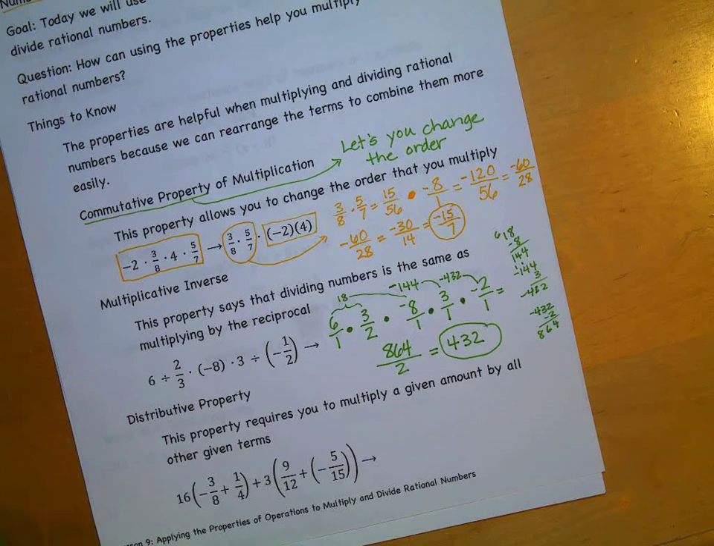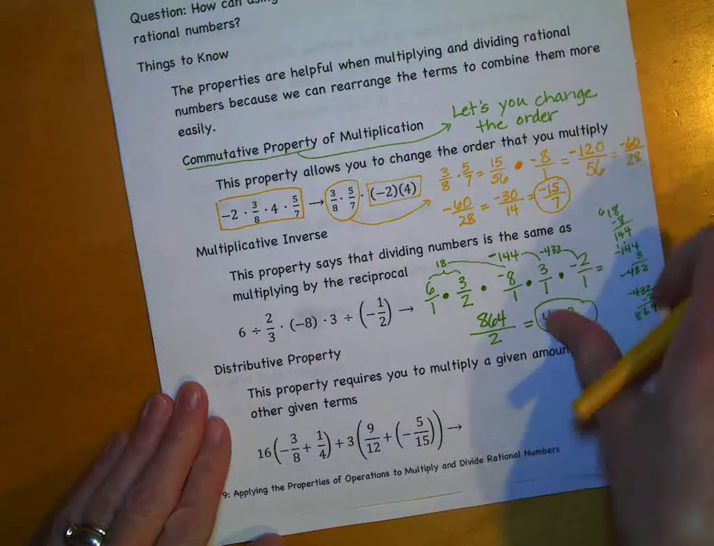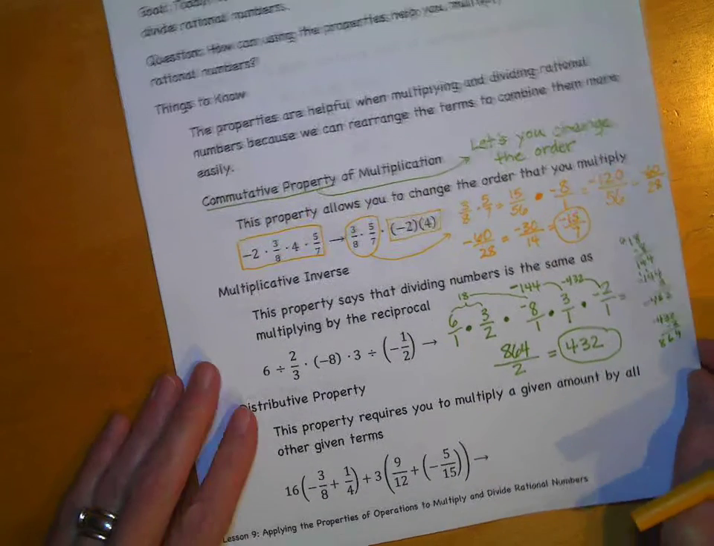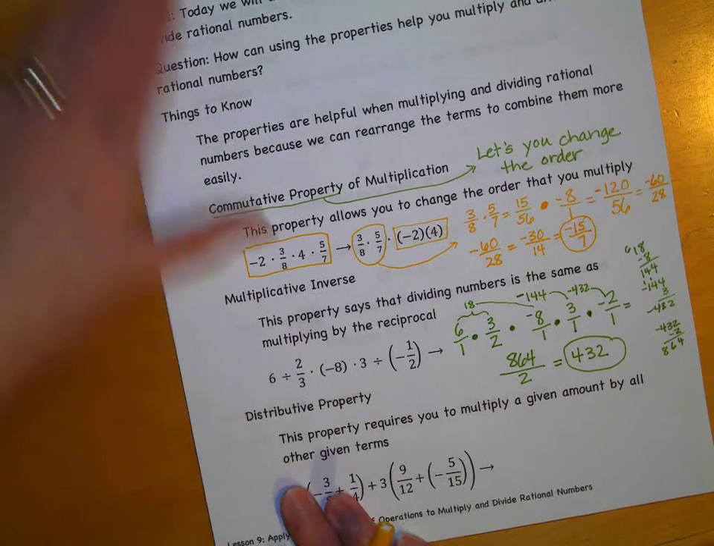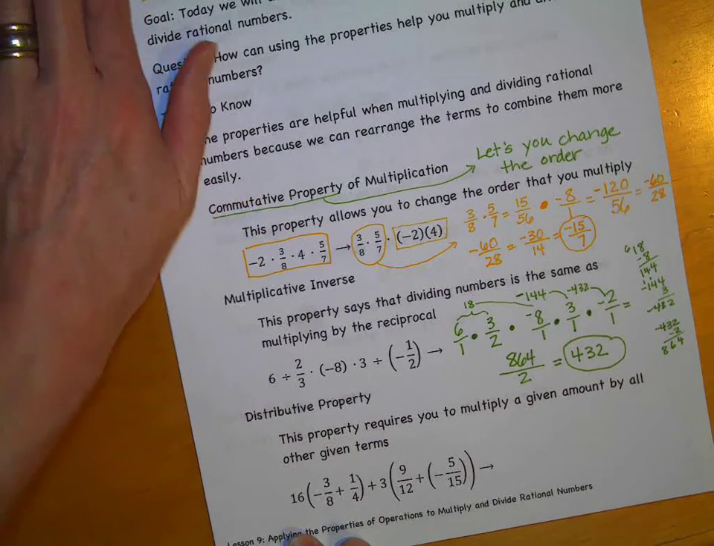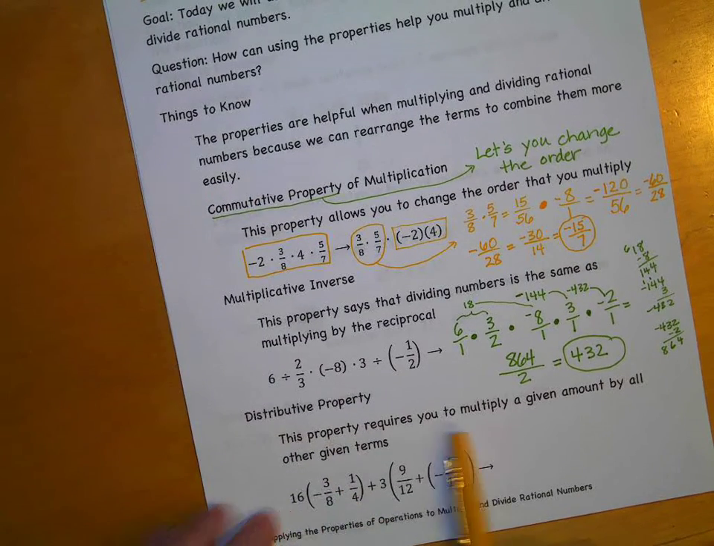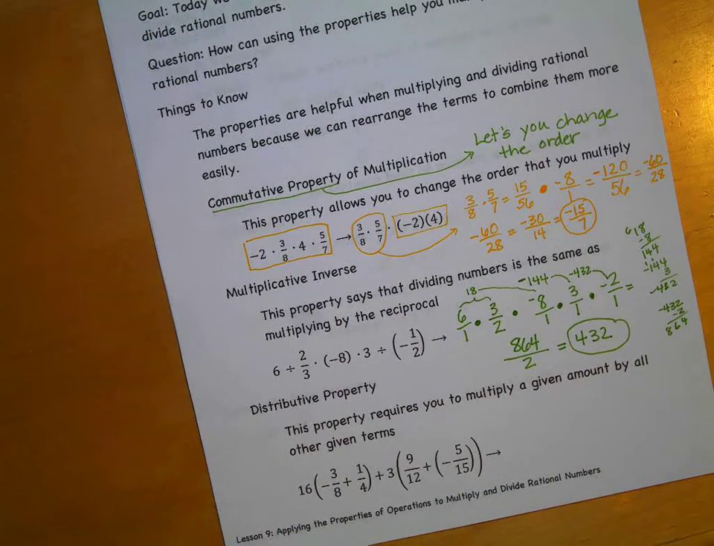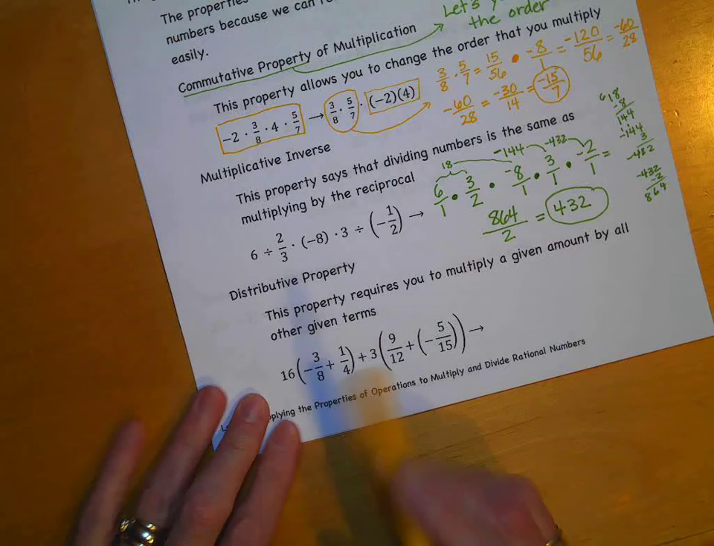Okay? Not too bad. All right, the last one that we're going to talk about today is the distributive property. And the distributive property is the property that has you take an amount and spread it to other terms that are available. And so this property requires you to multiply a given amount by all the other given terms.